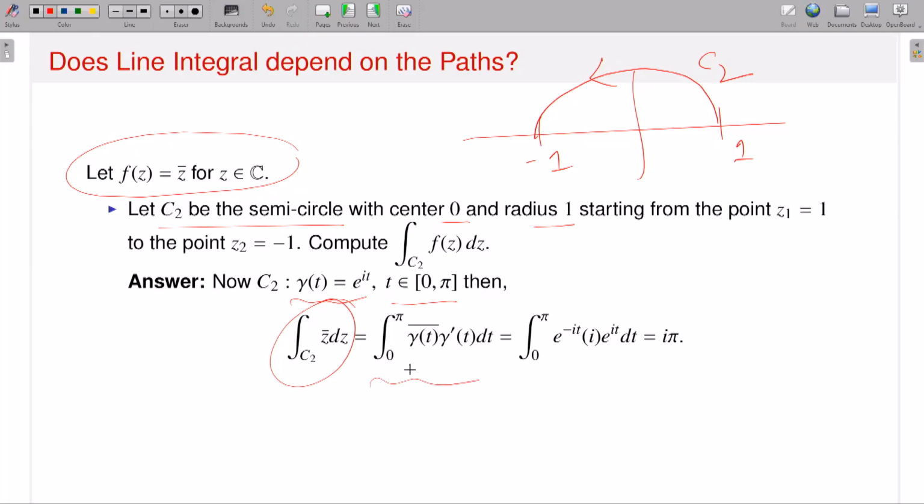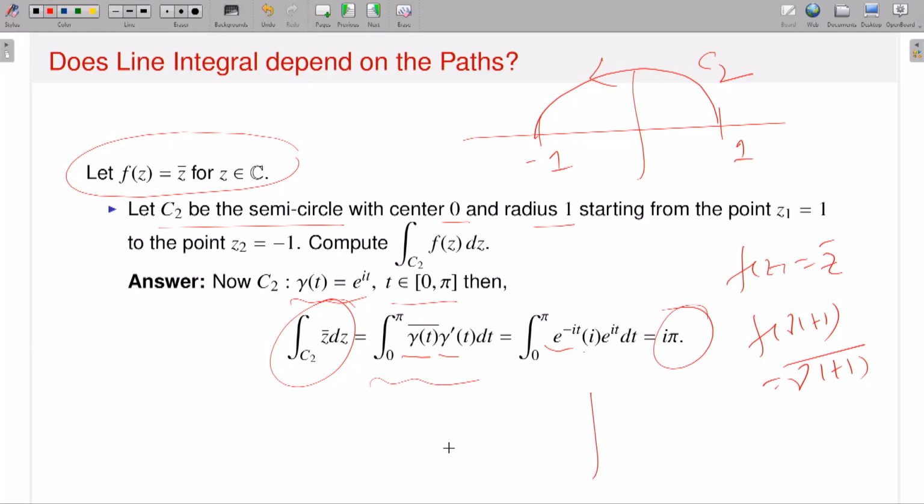This should be the integral from 0 to pi of f of gamma t, right? Here f of z is equal to z bar. So f of gamma t means what? This should be gamma t bar, times gamma prime t dt. Now gamma t is nothing but e to the it, that means gamma t bar is e to the power minus it, and then i times e to the it dt, and it will give you i pi.